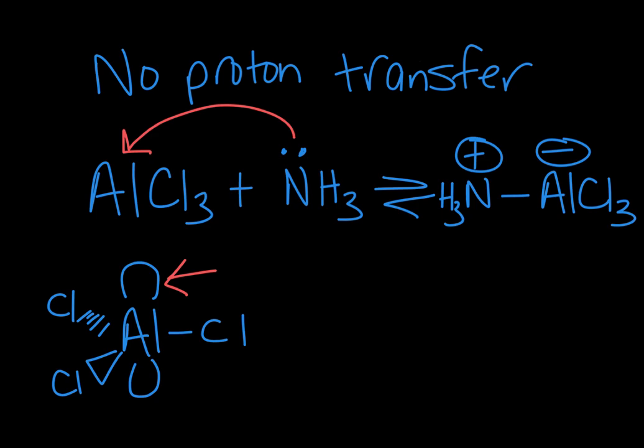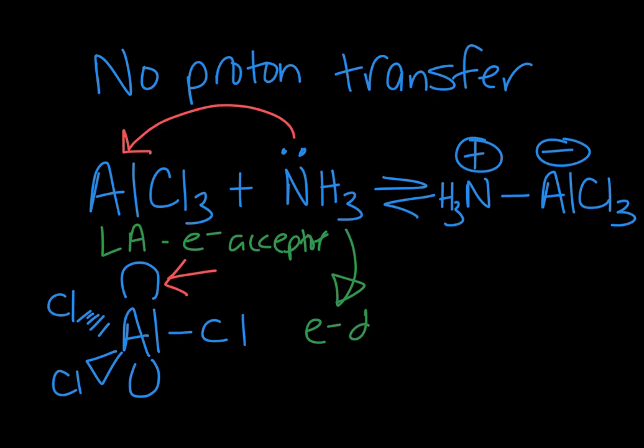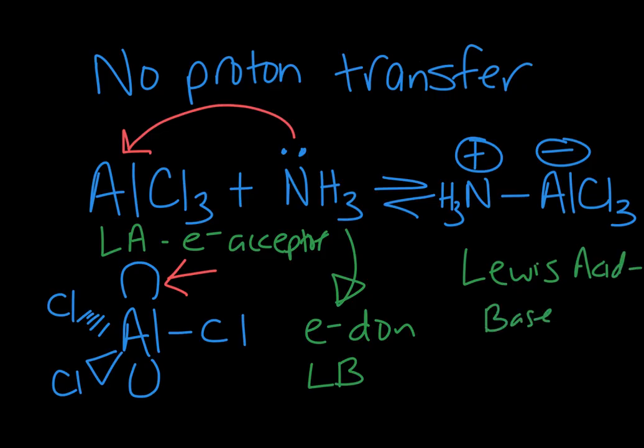Okay. So if we think about this, the aluminum was the electron acceptor, so it's going to be the Lewis acid. Right? It's the electron acceptor. And then the nitrogen is the electron donor, so it's going to be the Lewis base. Okay, and this is a Lewis acid-base complex. And as you can see, you have two neutral molecules to start with, and then this thing that's charged, right, that you end up with.